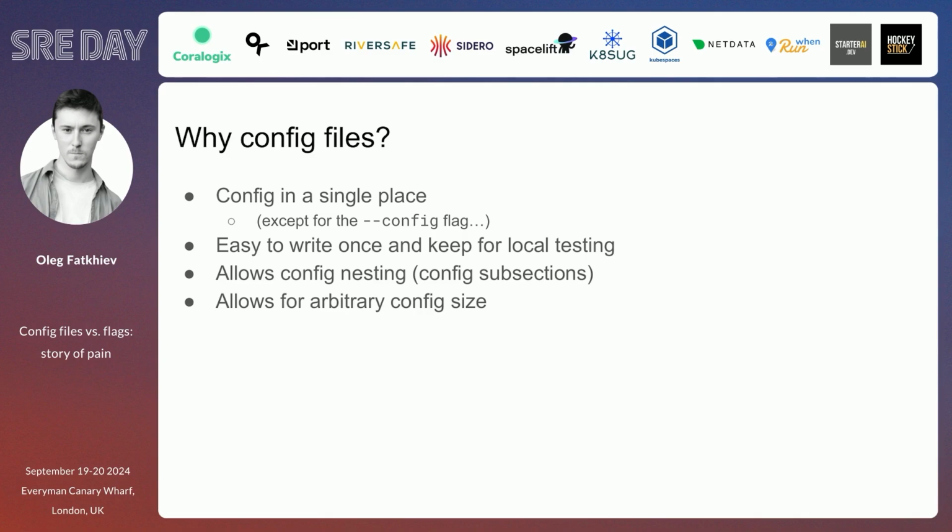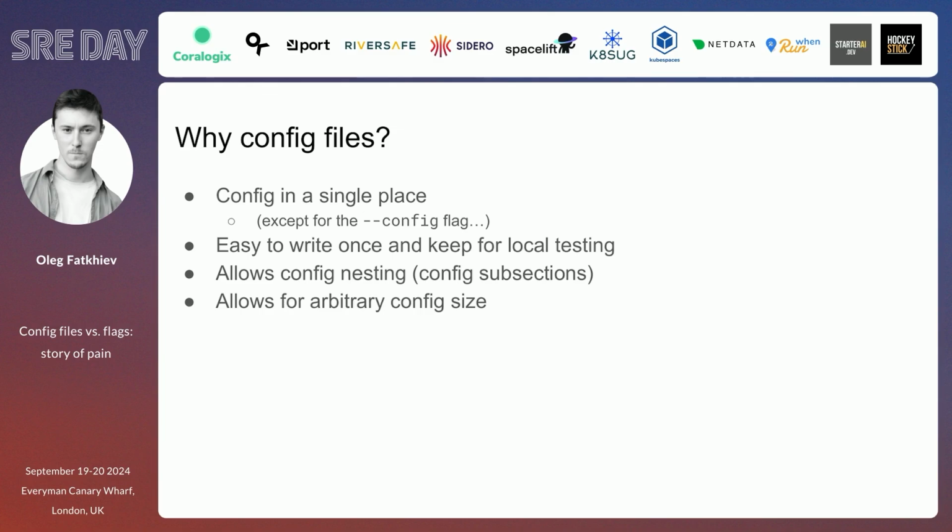Very simple stuff. Why do people use config files? Mostly because it's just in one place. It's very convenient. You just open it and you see every configuration of your application in one place, except for the config flag, because you actually need to point to the place where the config is located. So it's not completely true, but still. And it's easy to write for local testing. And this is the argument I hear mostly. You just write a single config file once, and you just start your application with this config file when you're doing this manual local testing with your application.